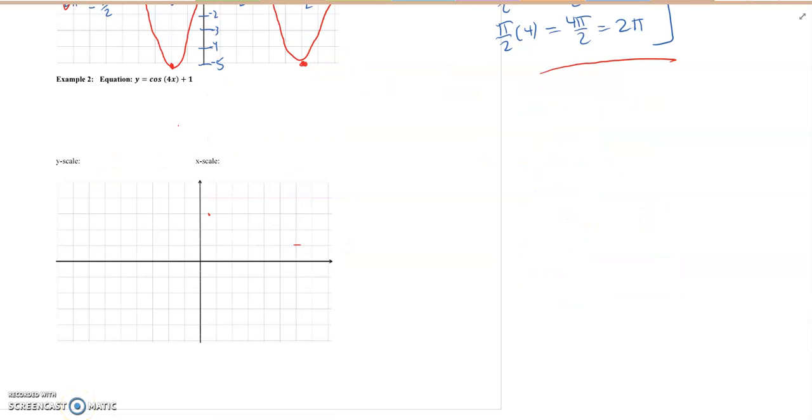Our second example is the equation y equals cosine of 4x plus 1. Since there's no number in front of the cosine, our amplitude is 1. Our b value is 4 because b is the number in front of the x. And then our d value is 1 because that's what's added. Because the d value is 1, that's our middle line. Before I do anything, I always graph the middle line first.